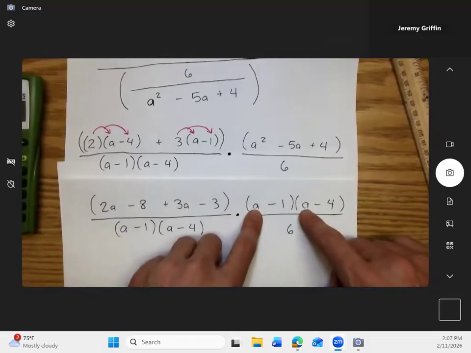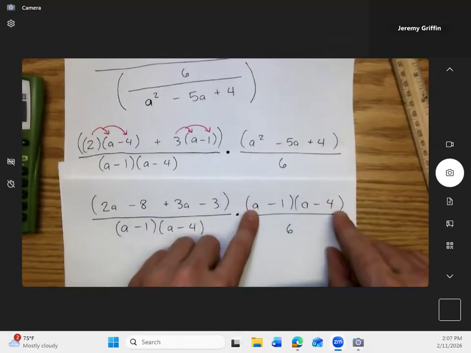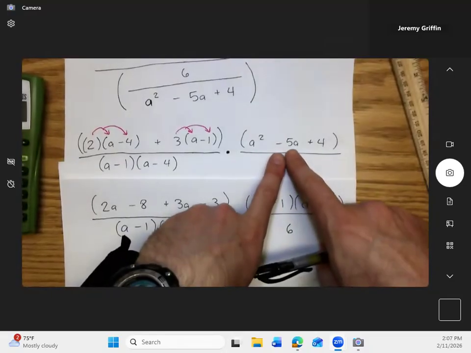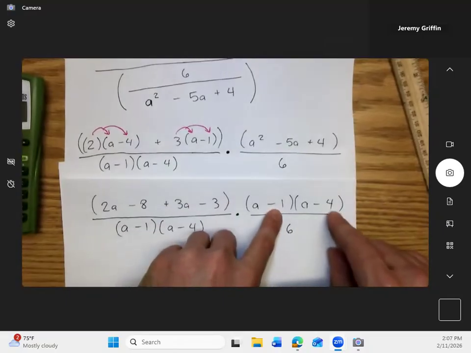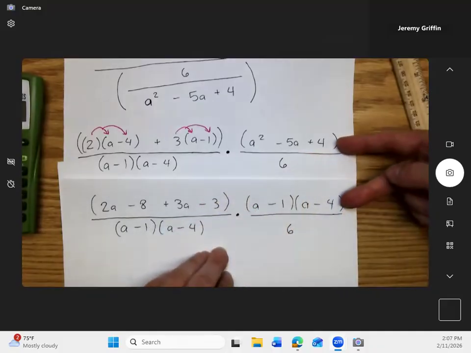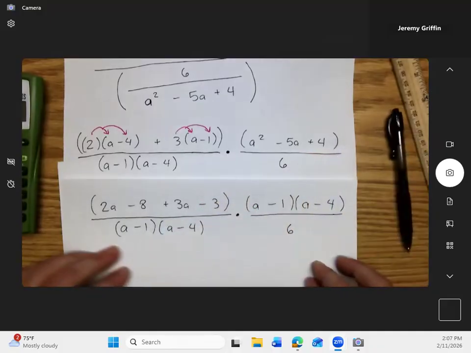So A times A, well, let's do FOIL. A times A is A squared. Outside, negative 4A. Inside, negative A. Put that together, that makes negative 5A. Last, what's negative 1 times negative 4? Positive 4. So that's the same thing as that. Now what?